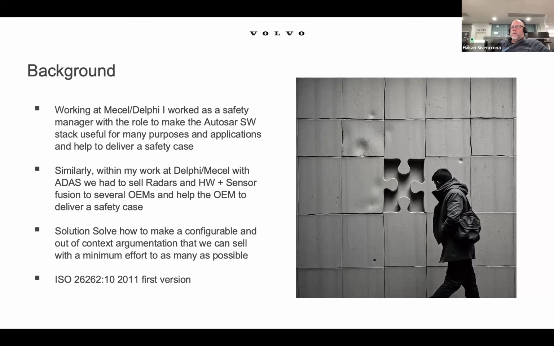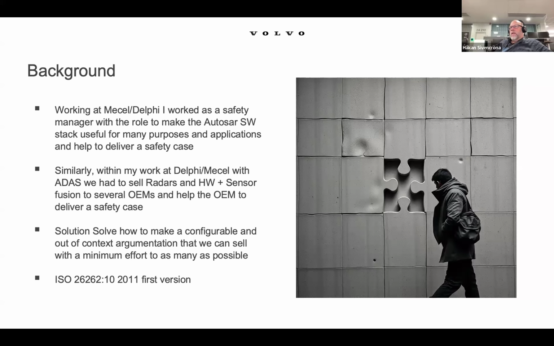So they thought that it's just process argumentation and nothing more, and that is what we would like to change with this presentation. And similarly, I worked quite a few years with the active safety of Delphi. They sold radar hardware, including, you know, Mobileye cameras and the sensor fusion, to several OEMs.